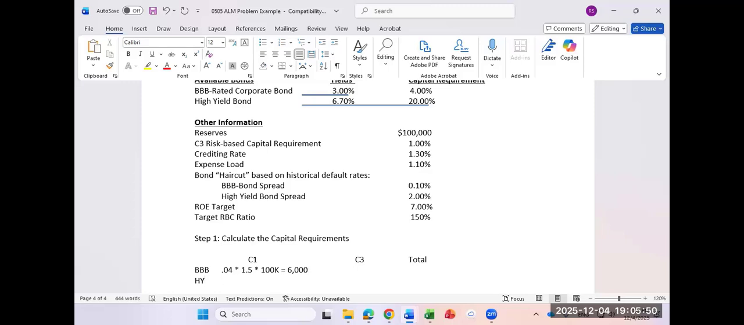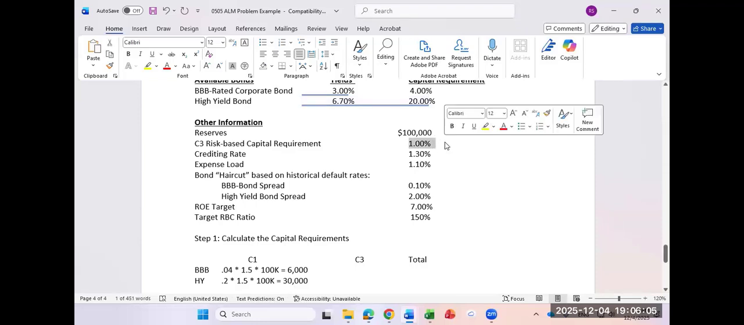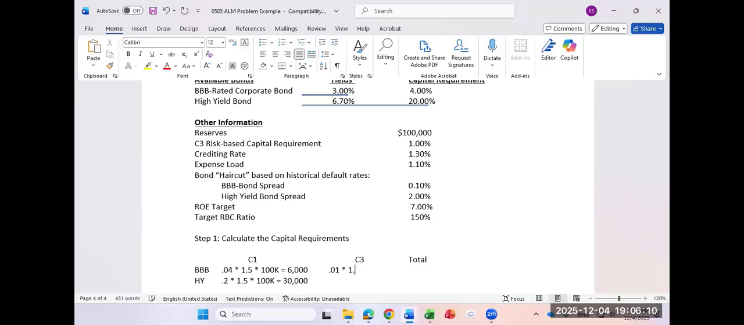For the high yield, you can take 0.2 times 1.5 times 100K. That's going to equal 30,000. The C3 risk is the same for both. C3 risk has a 1% requirement, but again, the 150 applies. So you'll take 0.01 times 1.5 times 100K. It's going to equal 1,500. So these give you 7,500. And this gives you 31,500. So get those cap requirements out of the way.